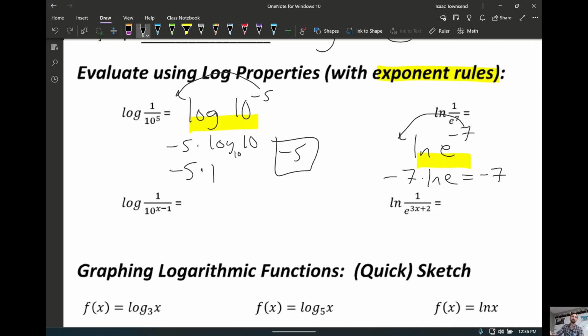What's the natural log of e? 1. This is saying e to what power gives you e. So your answer comes from negative 7 times 1.